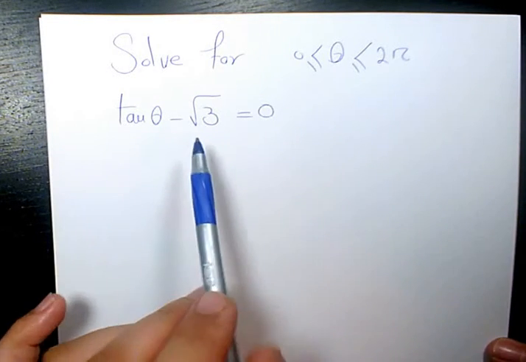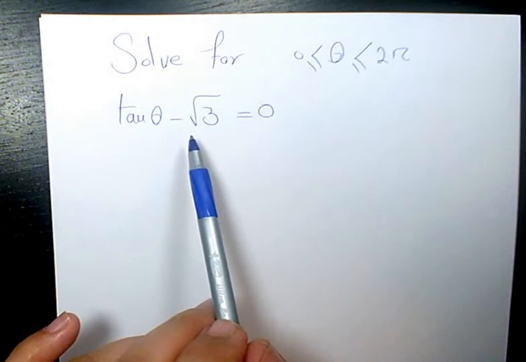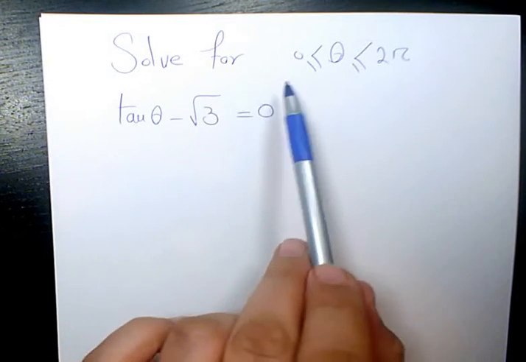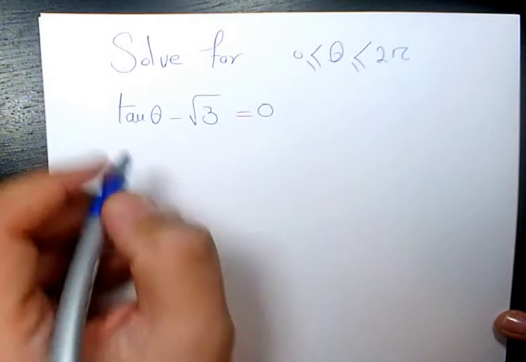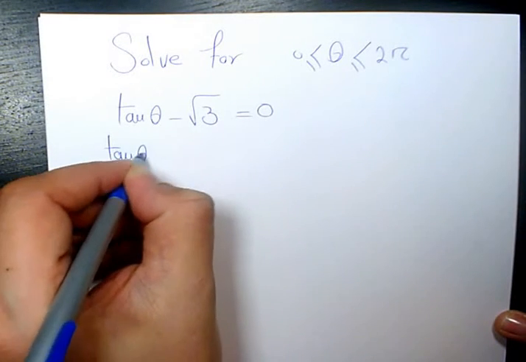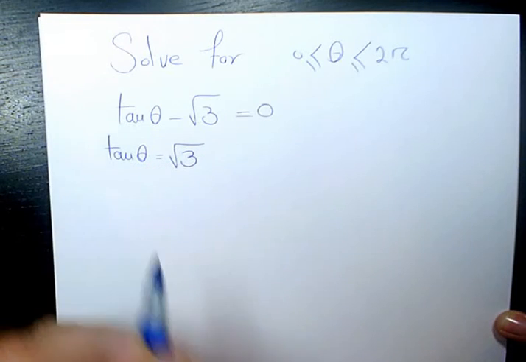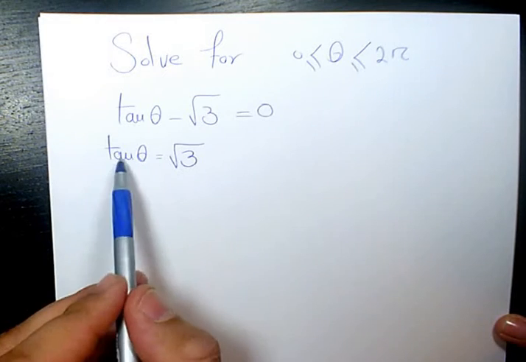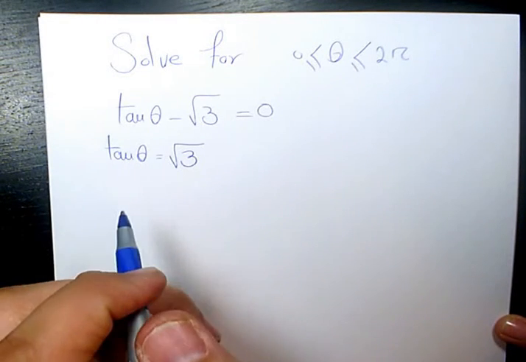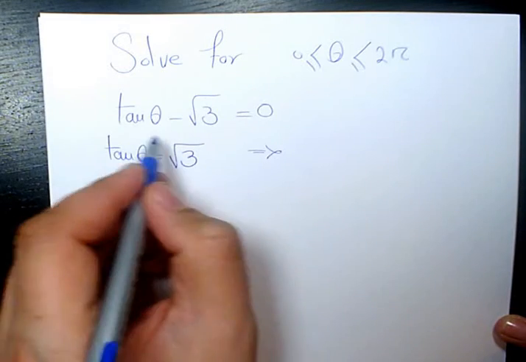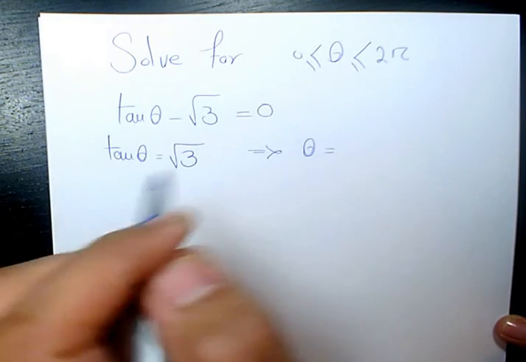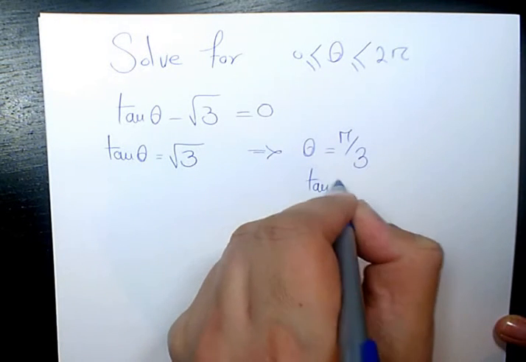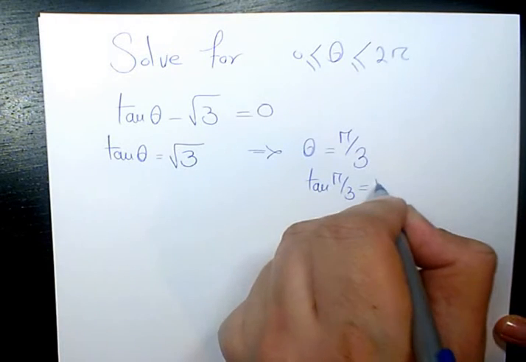In this video I want to solve this easy trigonometric equation, which is tan theta minus root 3 equals 0, and we need to solve it when theta is between 0 and 2 pi. So first of all I need to isolate tan theta. Tan theta will be equal to positive root 3 because I moved negative root 3 to the right hand side, so tan theta equals root 3. Then based on the special angles we can say that theta will be pi over 3. Why? Because tan pi over 3 is root 3.